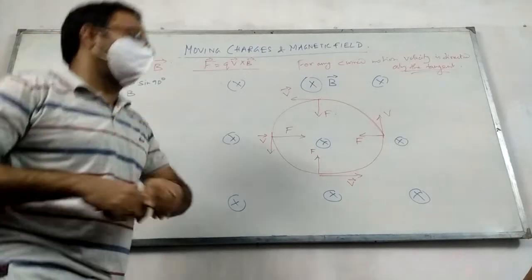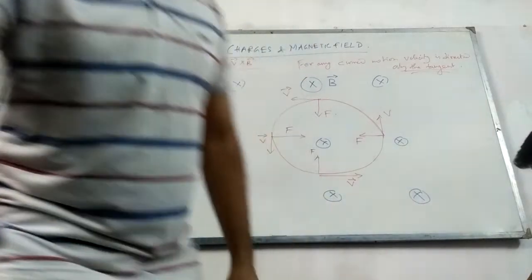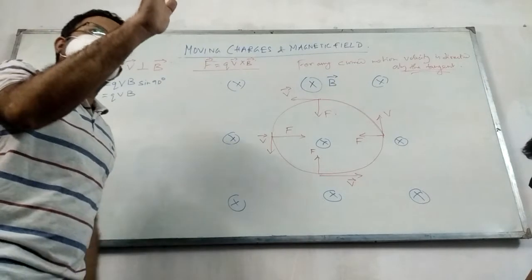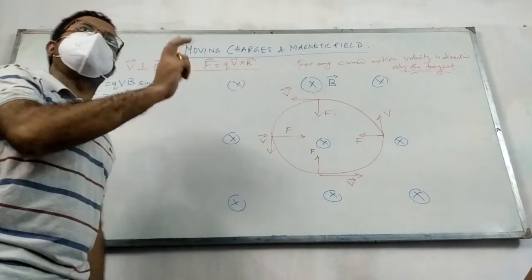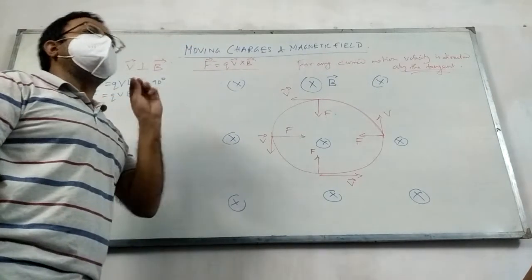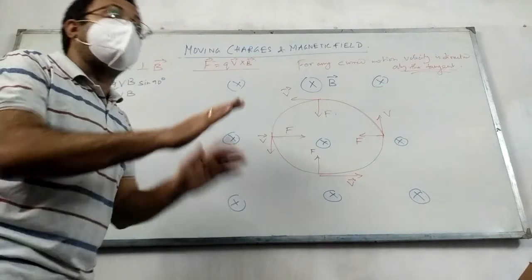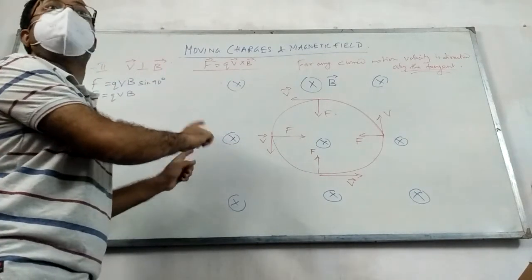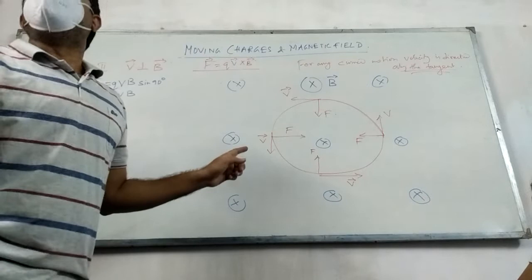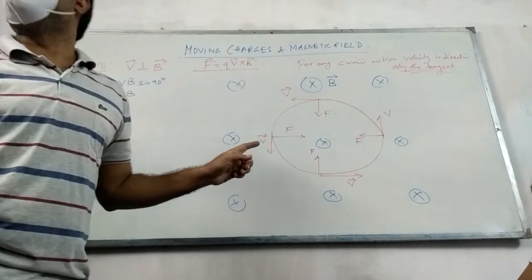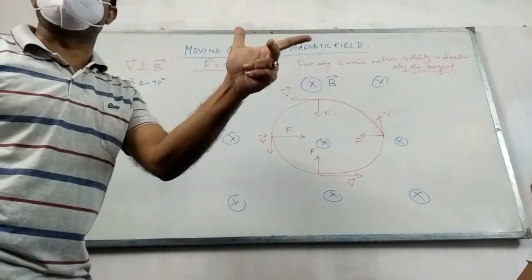Okay. Now I want to show you something. Listen to it very carefully. You have seen the right-hand grasp rule for finding out the direction of the cross product. There is a very easy rule which is applicable only for this purpose. Means finding out the force experienced by a charged particle or a force experienced by a current carrying wire. That is Fleming's left-hand rule.